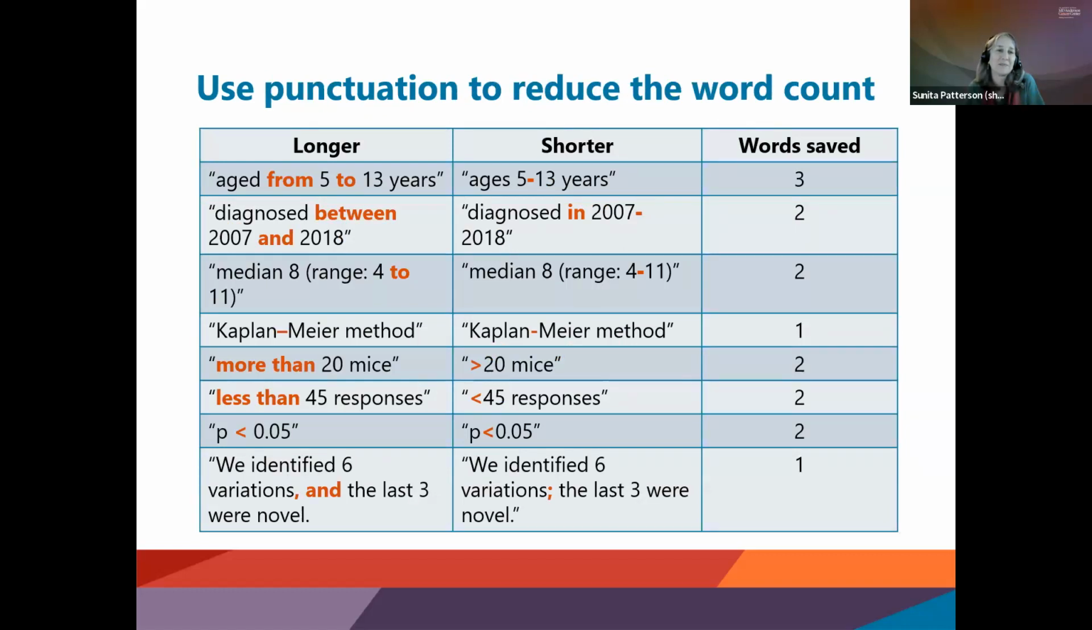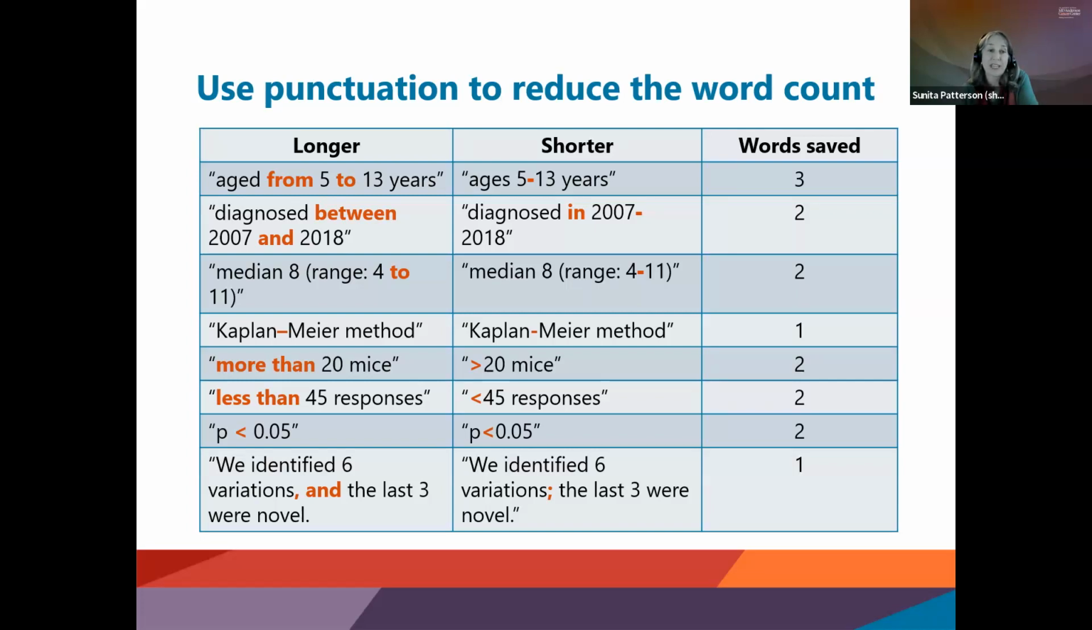So here are some examples of how you can use hyphens. Instead of saying ages from 5 to 13 years, if you say 5-13, that counts as 1 word. Now this is if you're using Microsoft Word. If you're submitting an abstract in a platform like a conference meeting platform, these may not fly. But in Microsoft Word, which is what a lot of journals use to do the word count, these tricks can save you some words.